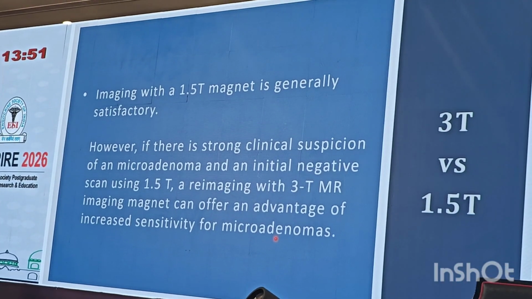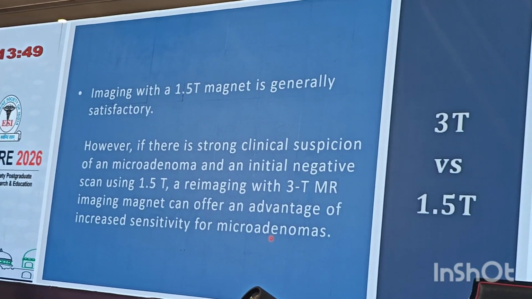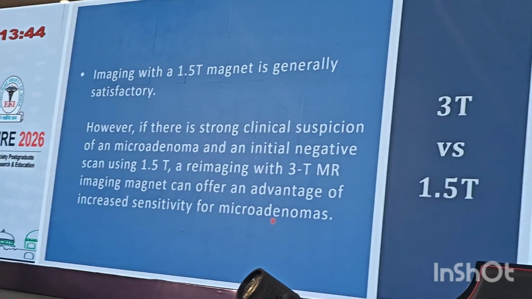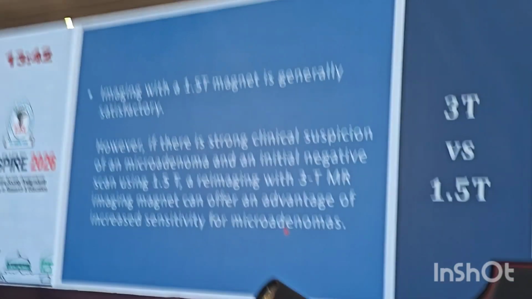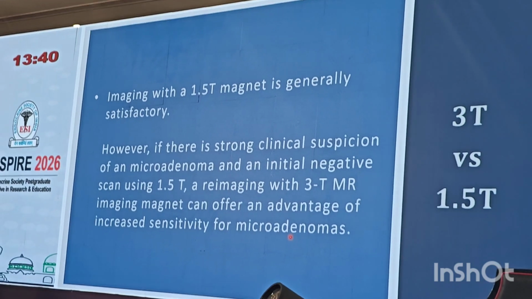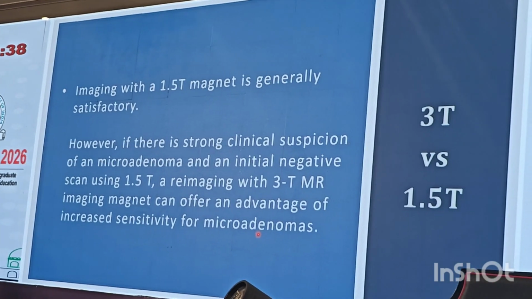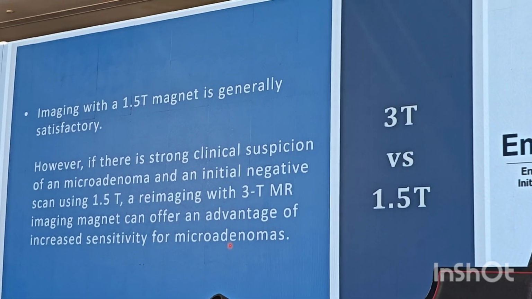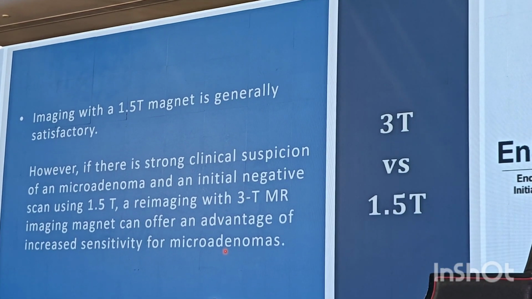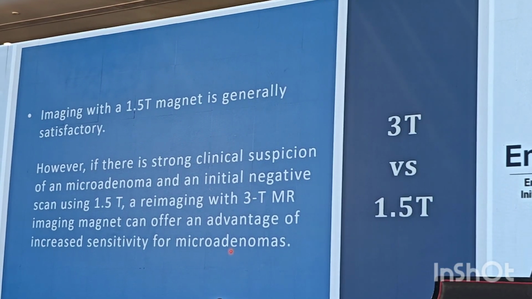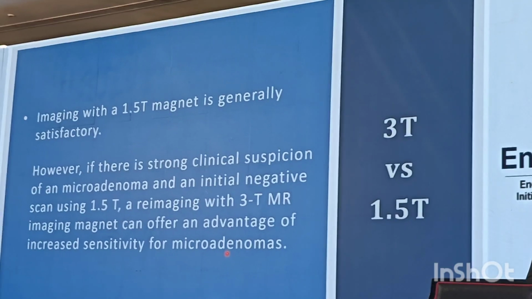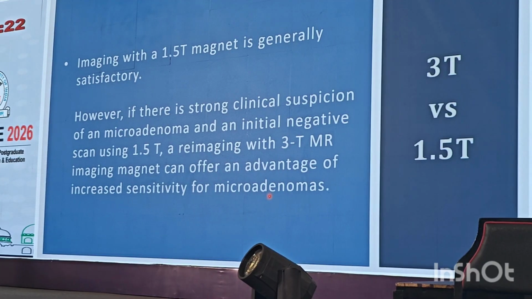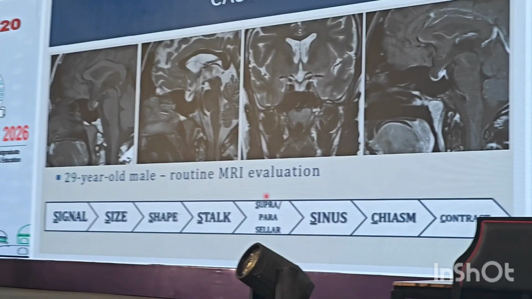So people would ask us, where would you recommend the patient to go for a 3 Tesla scanner? Most of the time we are easily able to do the scan on a 1.5 Tesla machine, and it is pretty good. It is only if you have a very strong suspicion of a microadenoma and your initial 1.5 T scan is not able to show it well, then you can refer the patient to a 3T scanner, and you may have slightly increased sensitivity to pick up subtle adenomas. So that is where we use both the machines equally.